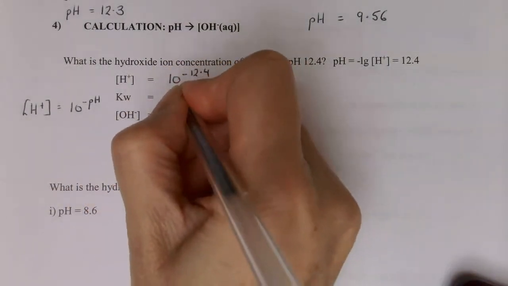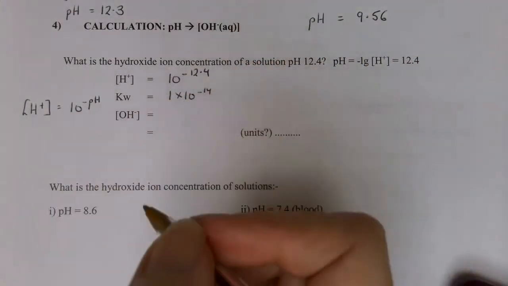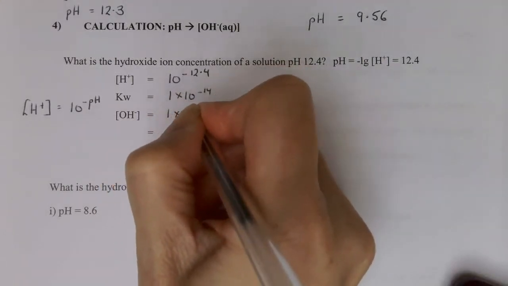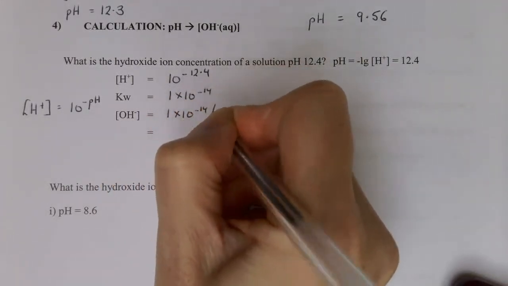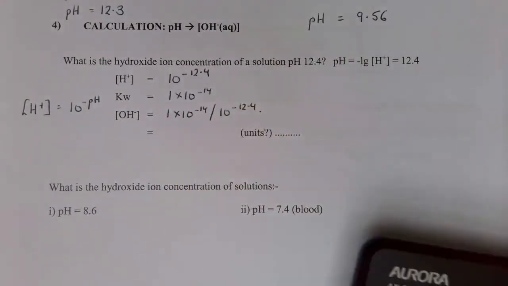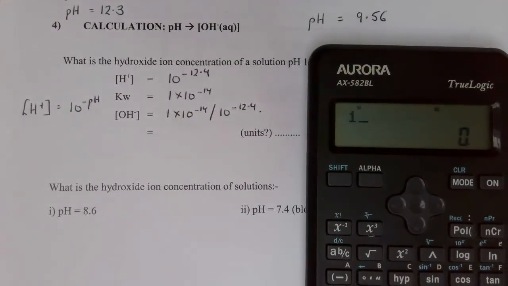Kw is the same, it's 1 times 10 to the minus 14. Therefore, to work out the concentration of the OH negatives, it's 1 times 10 to the minus 14 divided by 10 to the minus 12.4. Again, I'm going to do that on my calculator. So I've got 1 times 10 to the minus 14 divided by, and I'm going to put that in brackets, 10 to the minus 12.4.